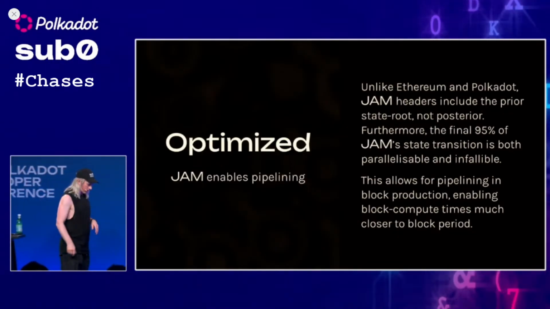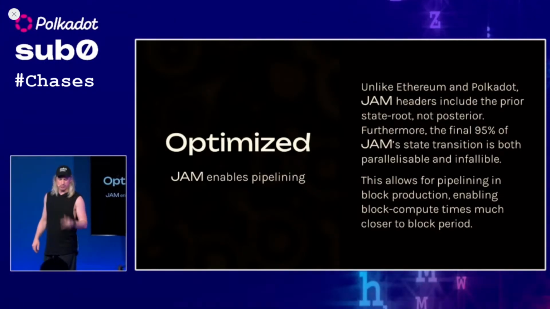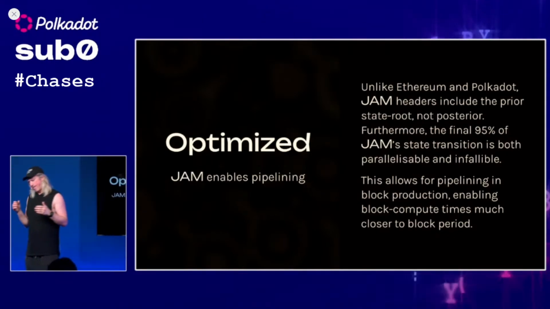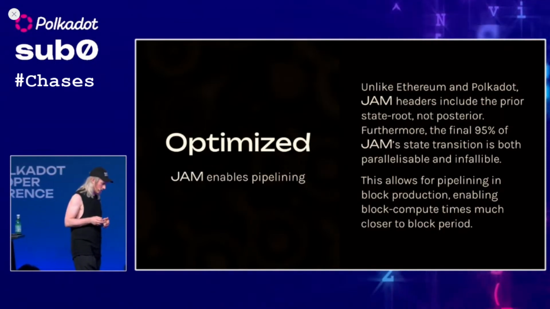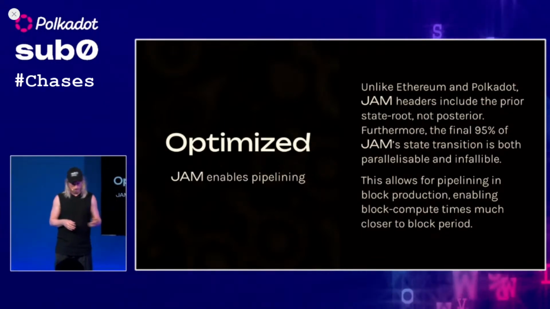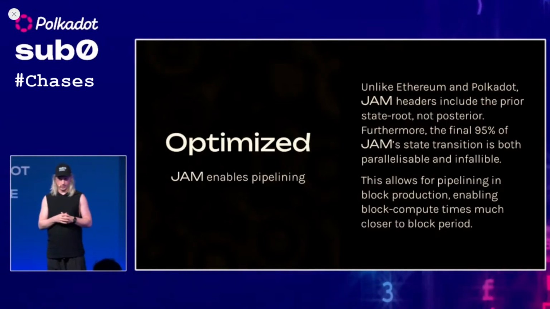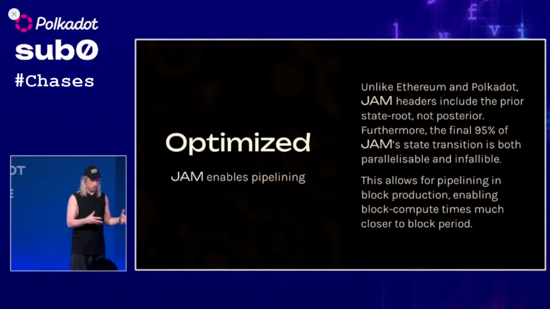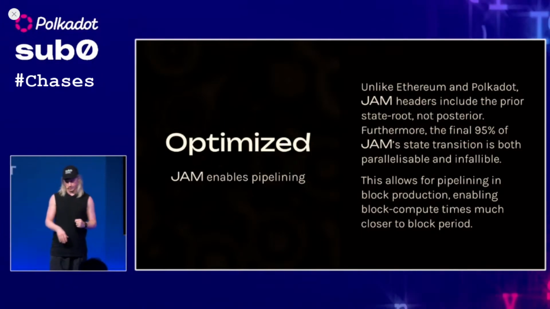One of the other ways that we've optimized is pipelining. Now, this is something that I'm a little surprised hasn't been done before. The header of blocks in state-based blockchains since Ethereum generally contains the posterior state root, right? Basically, it's a digest of what the state has become after doing all of the various computation that the block implies.